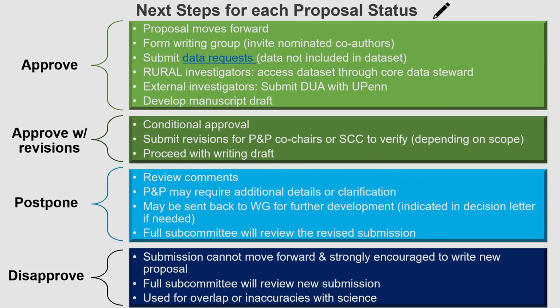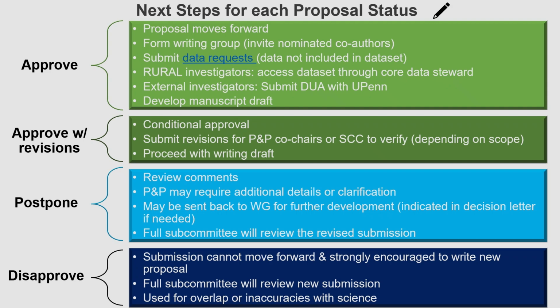Next steps for each proposal status. This slide goes over the next steps after you've received your decision letter. If you are approved, the proposal will move forward and you can form a writing group. If you need data not included in the Royal dataset, you can submit a data request. Royal investigators will access Royal data through their core's data steward, and external investigators will need to sign a DUA with UPenn. Proposals that were approved with revisions, this is a conditional approval pending revisions.